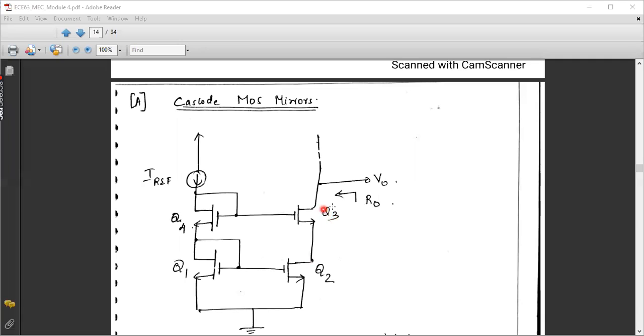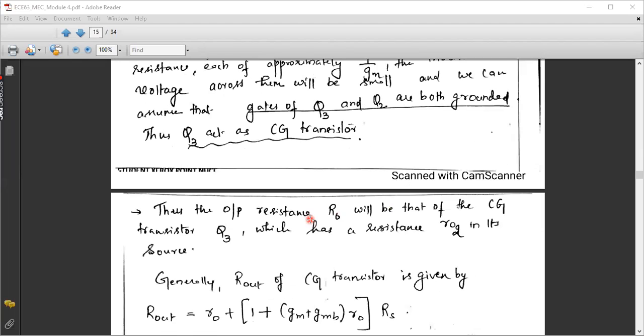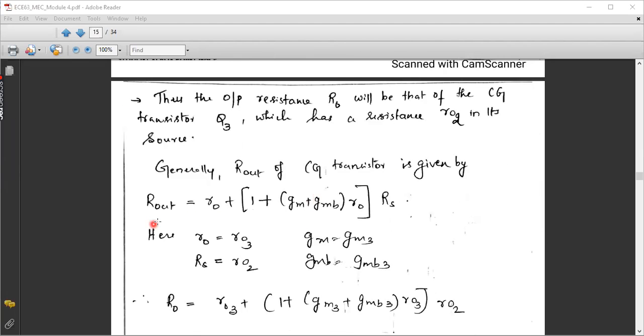find the performance of, or the output resistance of, the common gate transistor. So we have written an expression for the output resistance of a common gate, and this we have taken from our second module. Already we have discussed the common gate configuration. In that I have derived the expression for output resistance of a common gate. So that expression I have taken.